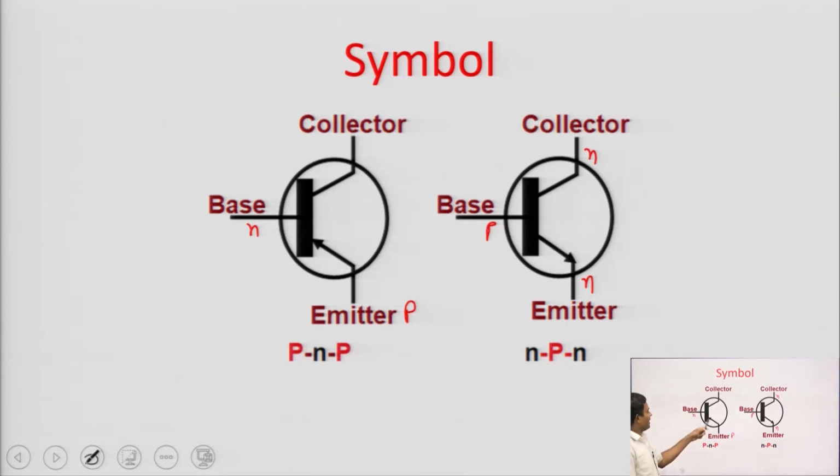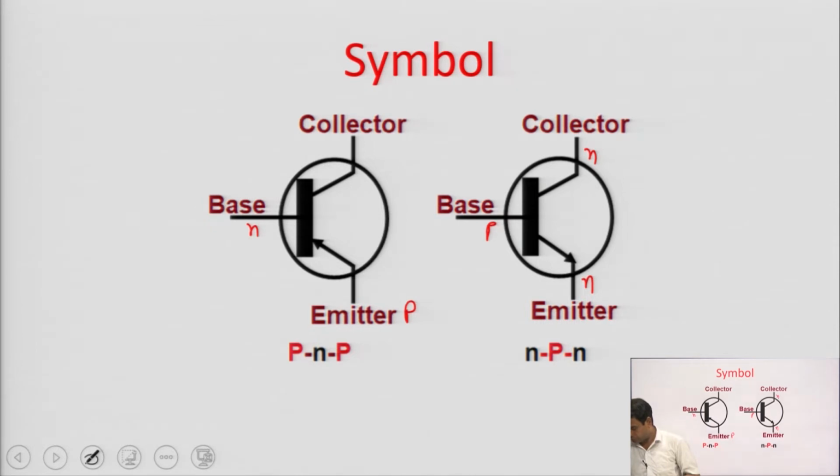On the other hand, the arrow is in this direction. This means emitter must be p type and base must be n type, so the arrow is in this direction from emitter to base. So we can easily identify which type of transistor this is by identifying the direction of the arrow, because the direction of the arrow is always from p type to n type.